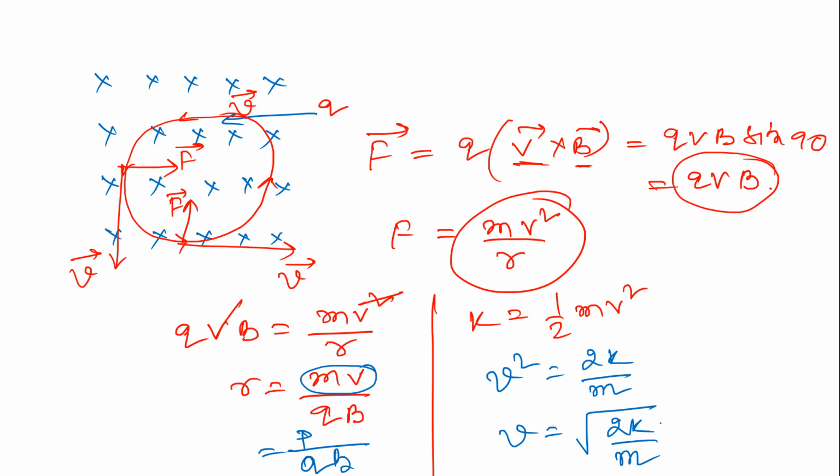So what I will do is substitute the value root over of 2K by m in that expression. After substituting in that expression, we'll get a new expression for the radius of that circular path. Okay, so up to that, is everything understandable, everyone?